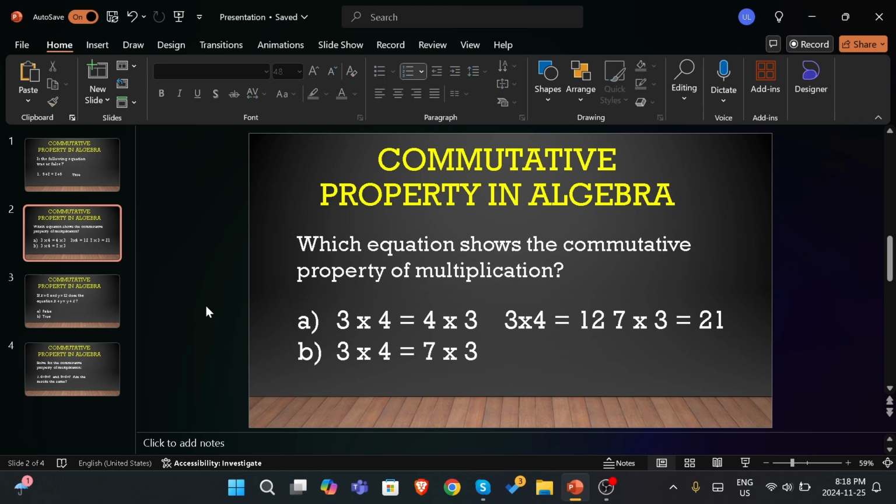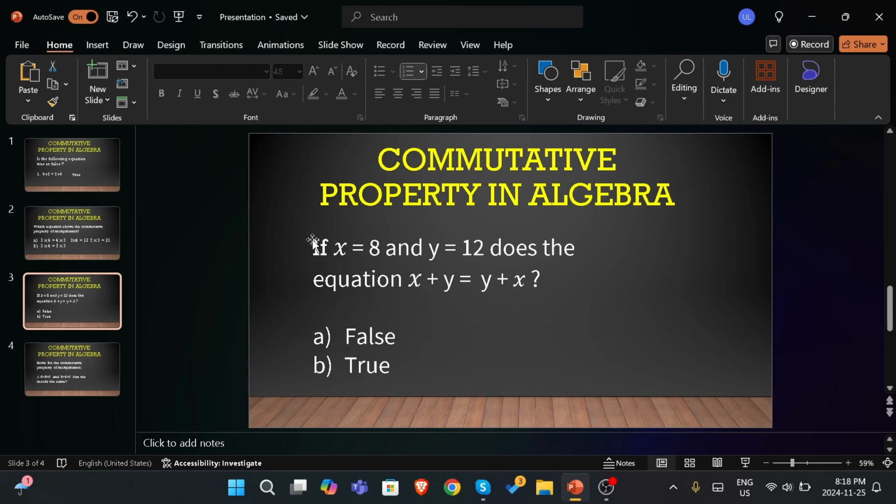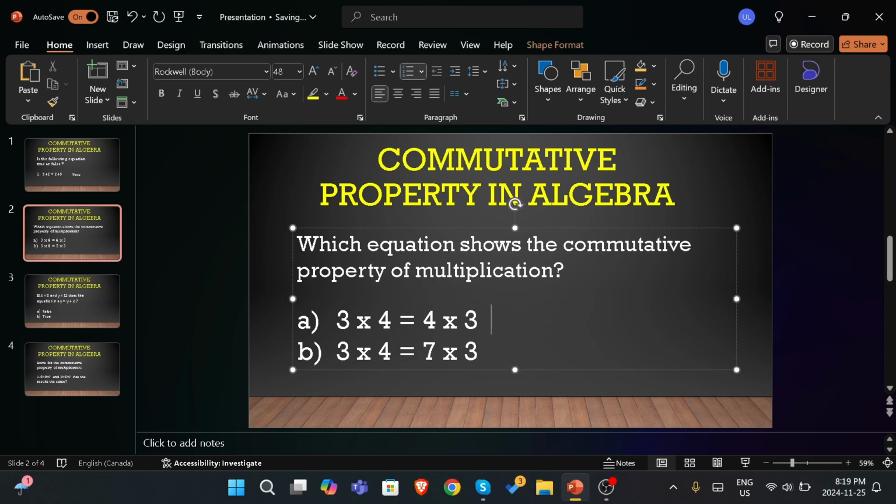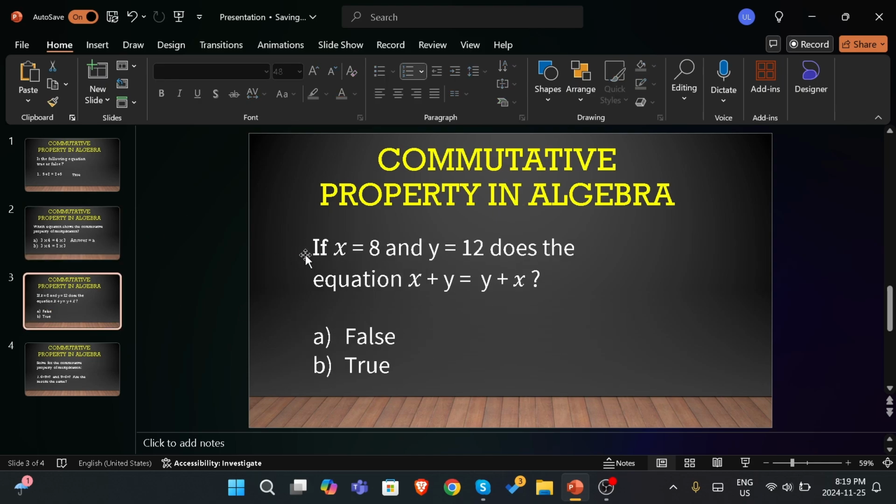Alright guys, so now let's proceed to our third question. If x is equal to 8 and y is equal to 12, oops, I also forgot to write the answer. Answer equals A. Alright, now third question. If x is equal to 8 and y is equal to 12, does the equation x plus y is equal to y plus x?